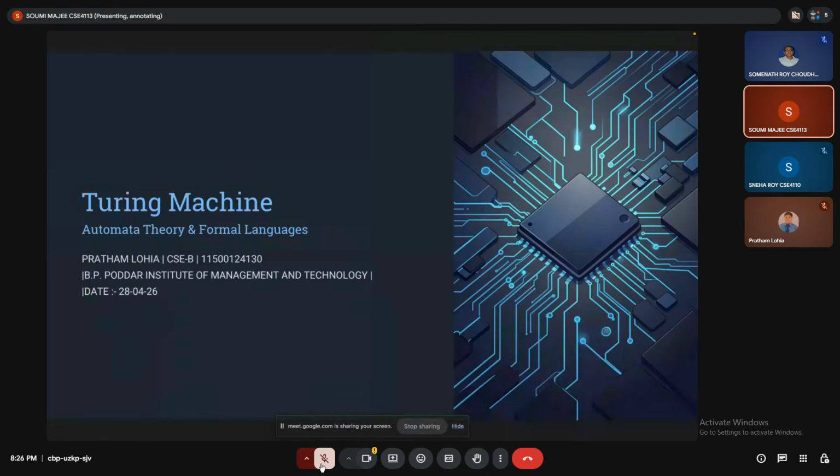In this presentation, we will cover its basic idea and components. So now I will begin with the introduction of the Turing machine. A Turing machine is a mathematical model of computation. It works on an infinite tape and follows a set of rules to process symbols. Basically, it helps us understand what a computer can and cannot compute, which makes it a foundation of modern computing.